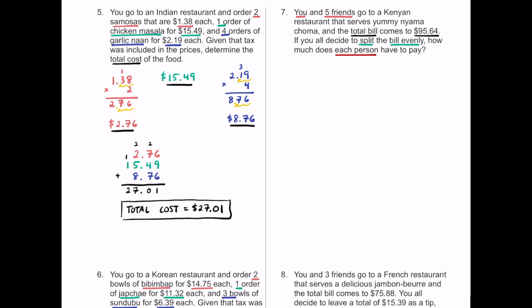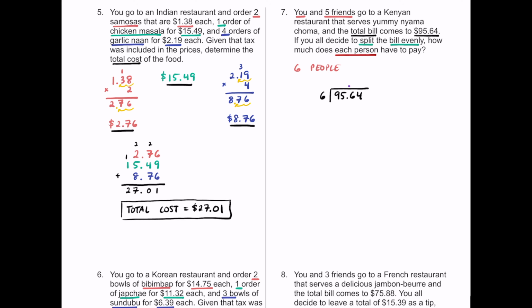Okay, so keep in mind we do have 6 total friends. I'm going to write that here. There's 6 people because it's you and 5 friends. And let's see, we take the total bill, which is going to be $95.64. So let's go ahead and take this $95.64 and let's split that 6 ways here. Okay, so if we do that, we should be able to find out the total that each person is going to chip in for this total bill.